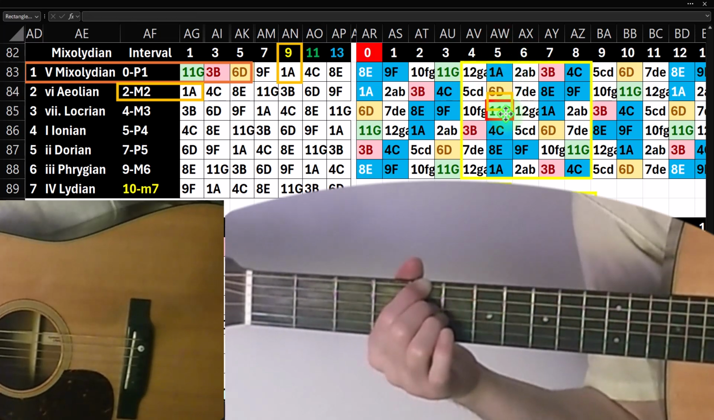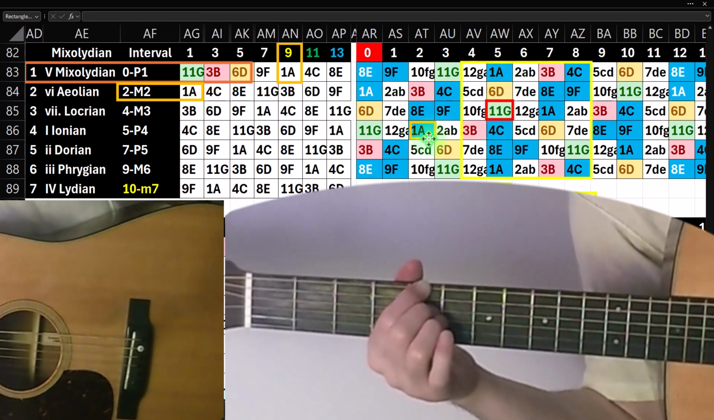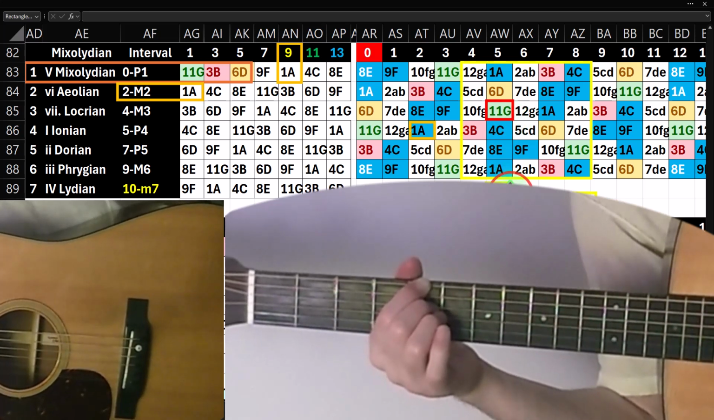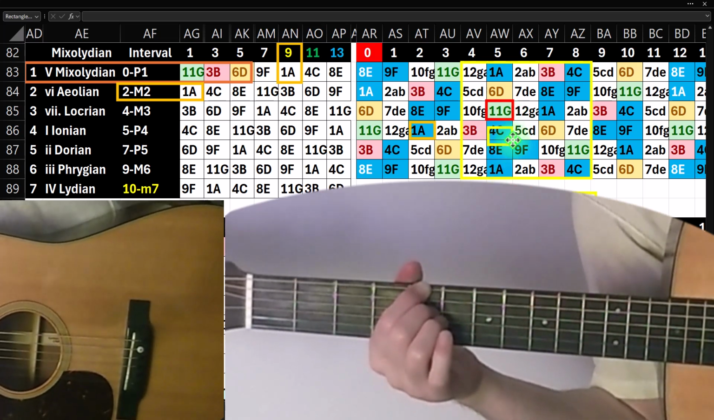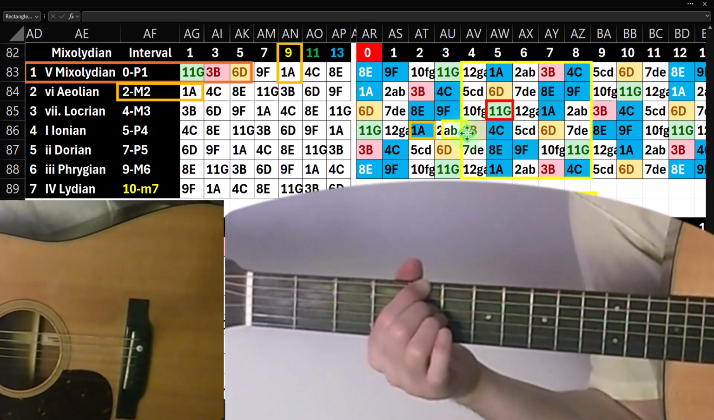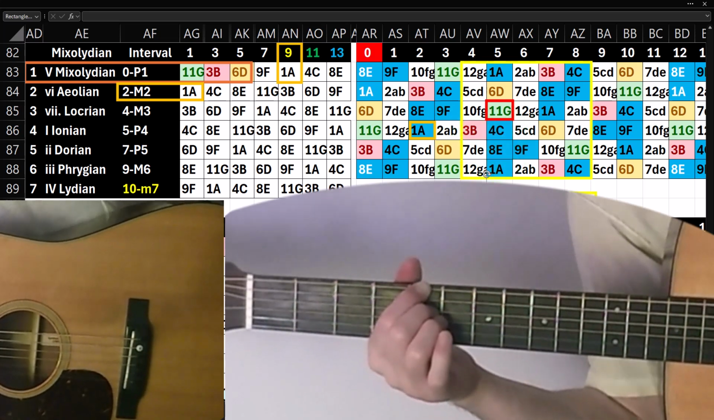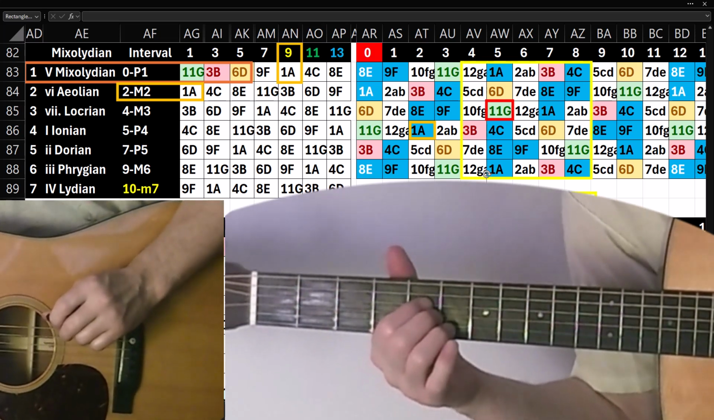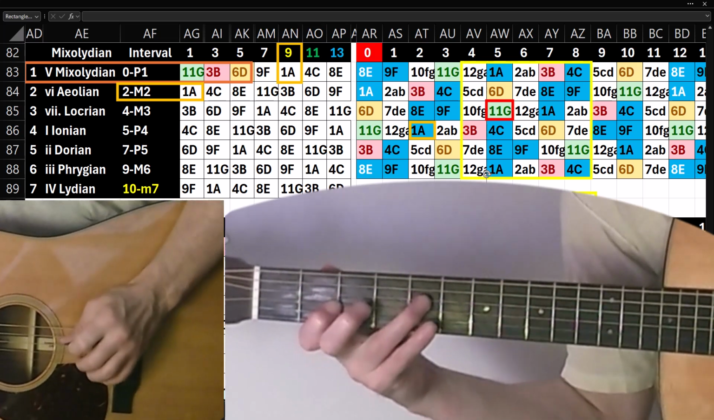Let's take it down a string. So if I go down a string, we go 2-note away major second or 2-note away major ninth. It's going to be 5, 4, 3, 2. Let's count it this way from here. So 5, 4, 3, 2. Boom.